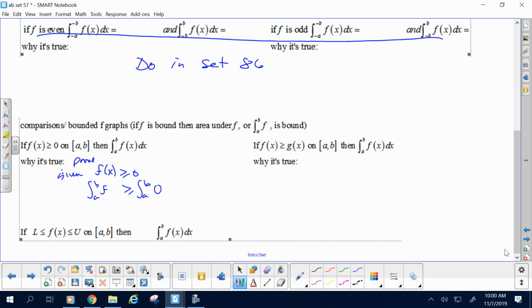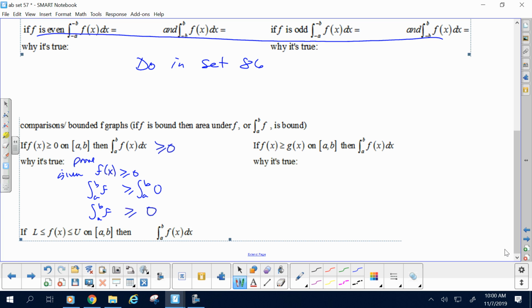Now, that's cool. The left side is what we're trying to make a conclusion about, but the right side is the area under the 0 curve, which is just 0. And so this is greater than or equal to 0, was the conclusion I left out. You with me? I am with you.